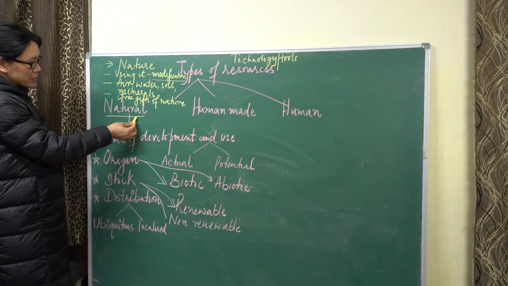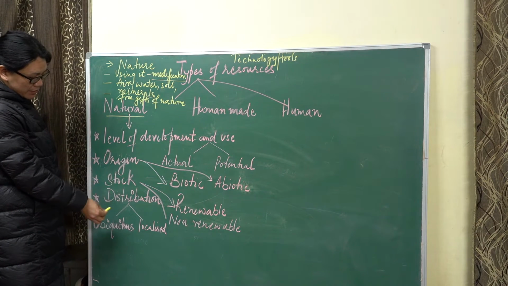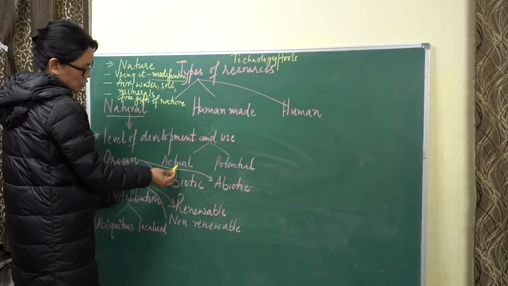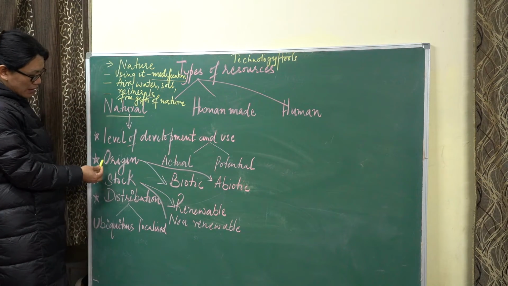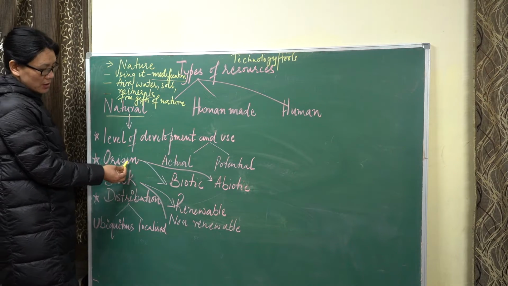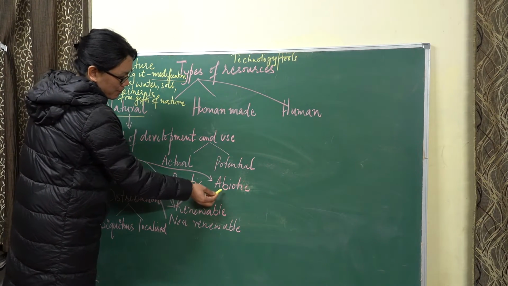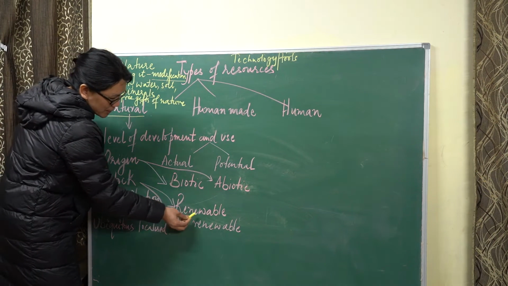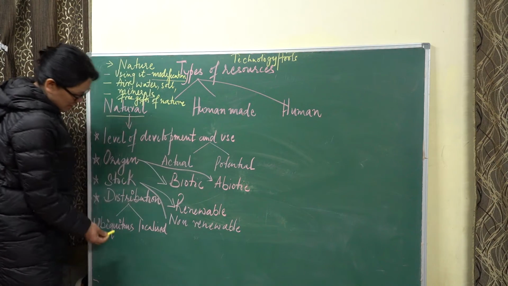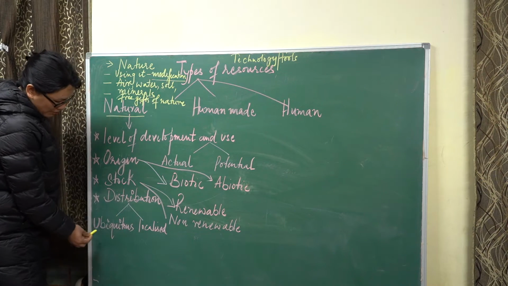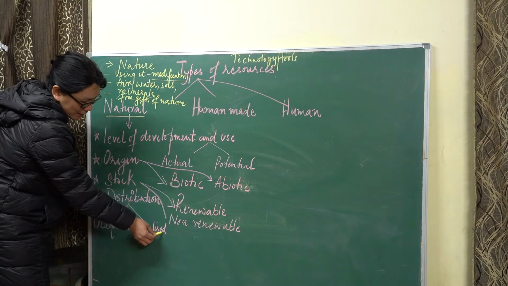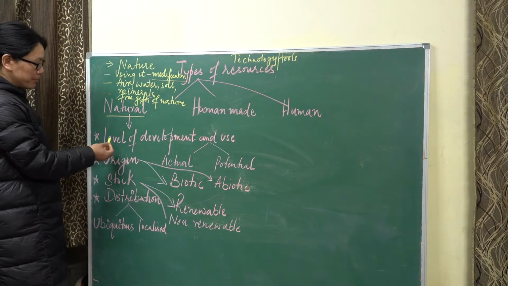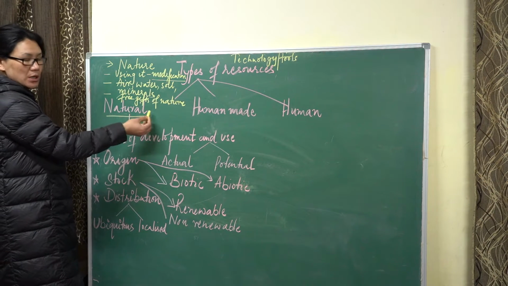Now see here, under natural resources, we have further categories. One is level of development and use. In this we have two: actual resources and potential resources. And second, on the basis of origin, we have biotic resources and abiotic resources. Then on the basis of stock, we have renewable resources and non-renewable resources. Then on the basis of distribution, we have ubiquitous and localized resources. Now we are going to study in depth about the categories of natural resources.